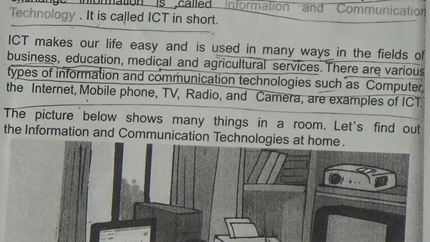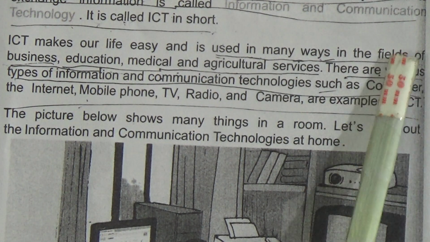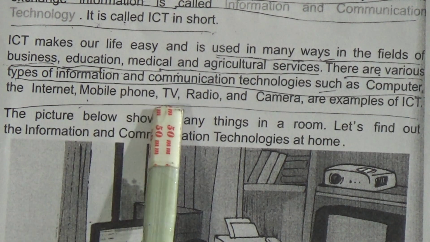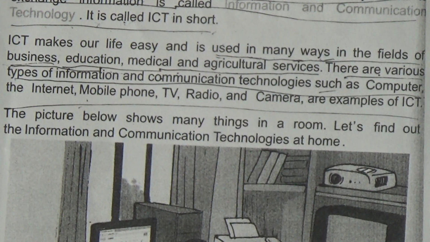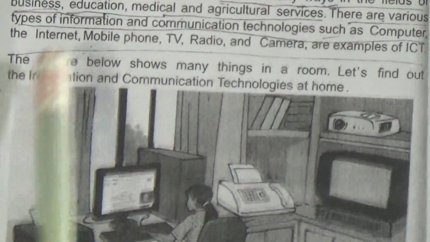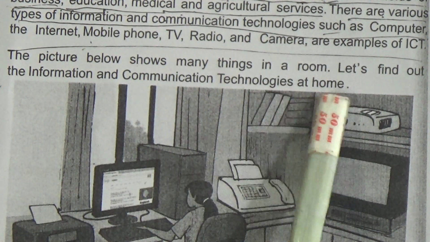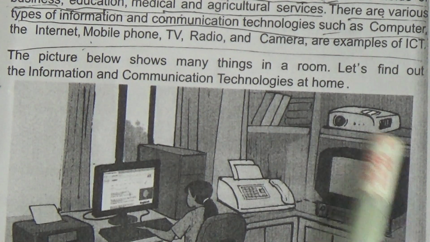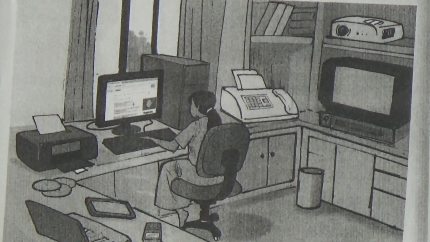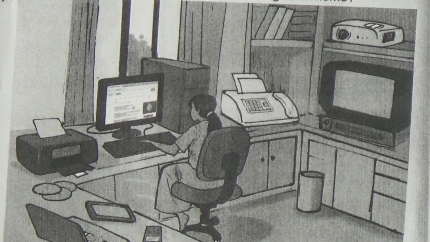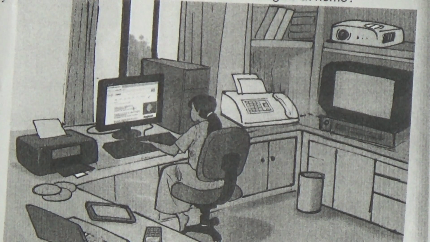What is the example of ICT tools? ICT tools examples are computer, internet, mobile phone, TV, radio, camera. These are the examples of the ICT tools, and ICT means information and communication technology. The picture below shows many things in a room. Let's find out the information and communication technologies at home. Here is the picture of an office room, and in this picture there are shown different kinds of information tools.